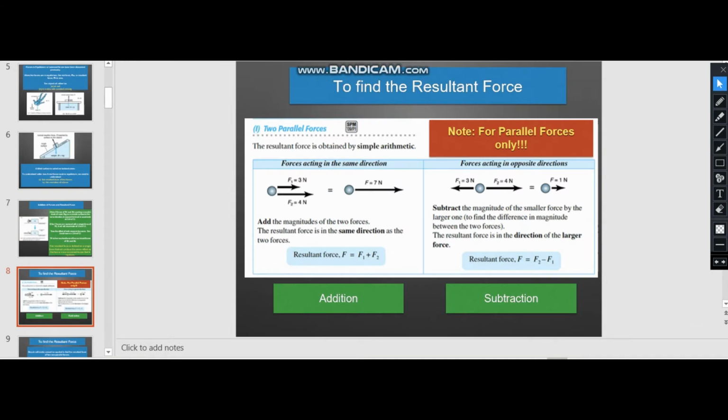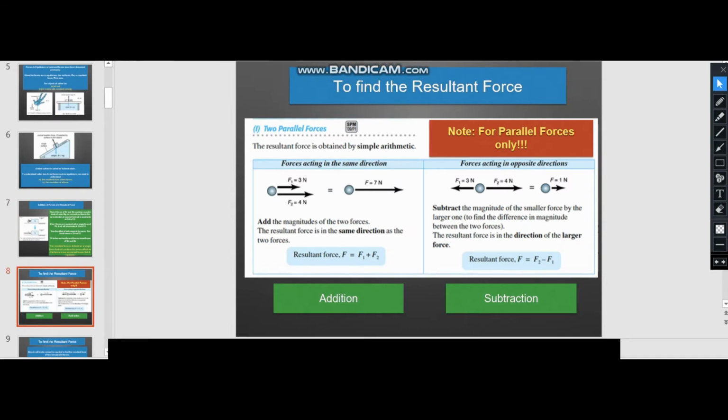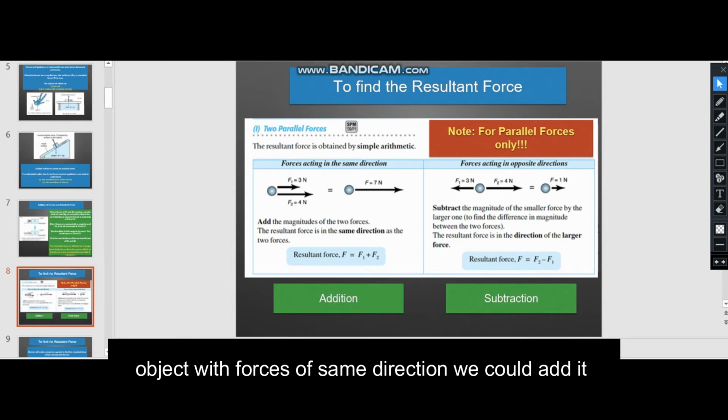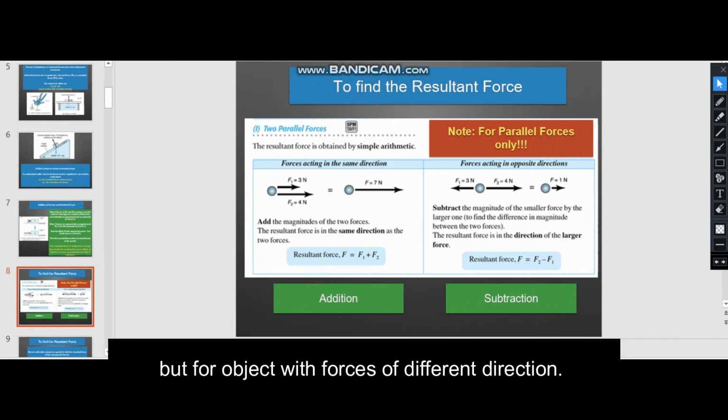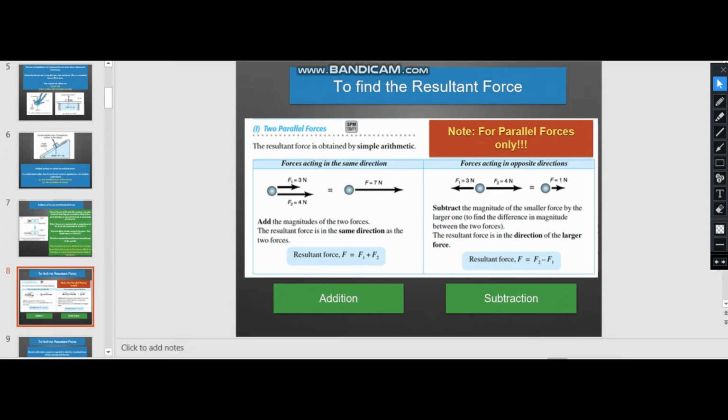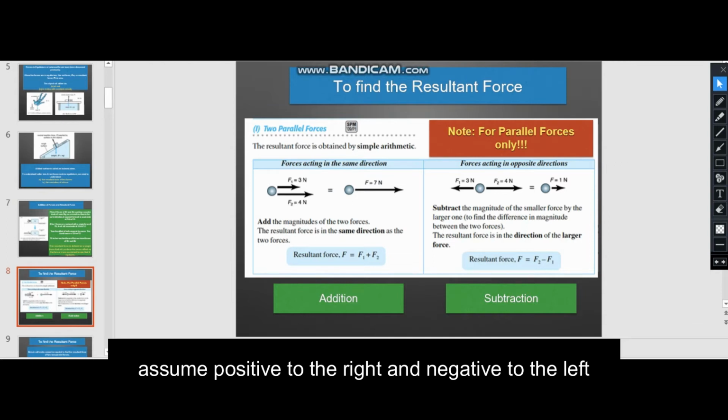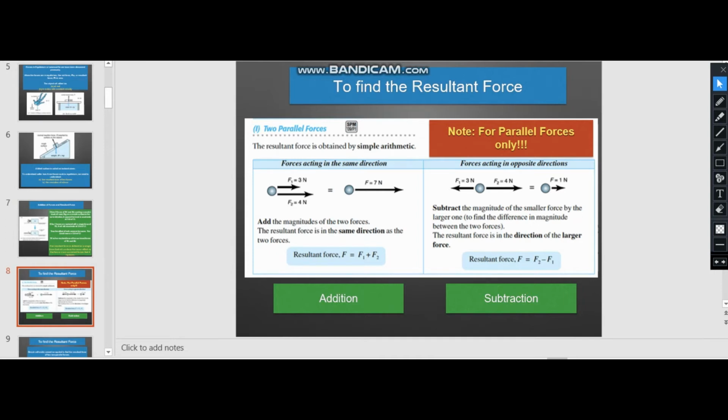To find the resultant force for an object with forces in the same direction, we add them. But for forces in different directions, we need to apply different signs, positive and negative, as we can assume positive to the right and negative to the left. After we sum up, the total will be 4 Newton to the right and 3 Newton to the left, so the resultant force is 1 Newton.